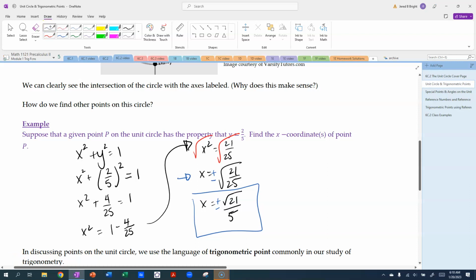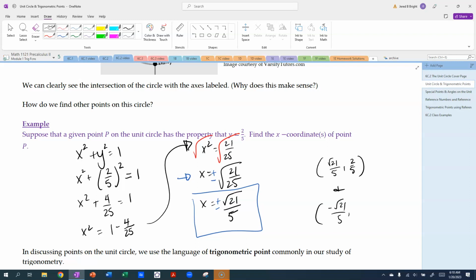And so if we were to go further, what we actually found is a point on the unit circle, right? We use a unit circle to say, okay, y is this, and then we found x. So we could actually say that the points, if we do separate them into 2, are square root of 21 over 5, comma 2/5, and negative square root of 21 over 5, comma 2/5. Those are both points on the unit circle. Great, we found a couple. Let's find them all. Yeah, there's definitely many.